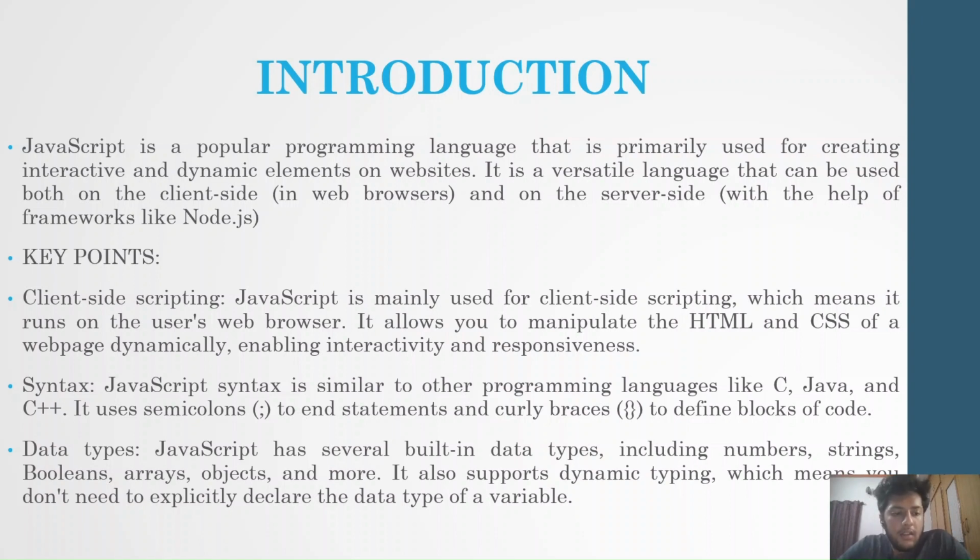Coming to the syntax, JavaScript syntax is similar to other programming languages like C or Java and C++, and it uses semicolons to end the statements or curly braces to define blocks of code. Data types in JavaScript are built in and include numbers, strings, booleans, arrays, objects, and more. So it basically supports dynamic typing, which means you don't need to explicitly declare the data type of a variable.